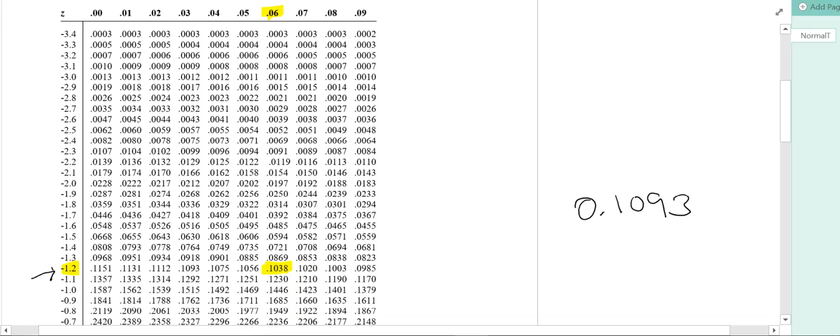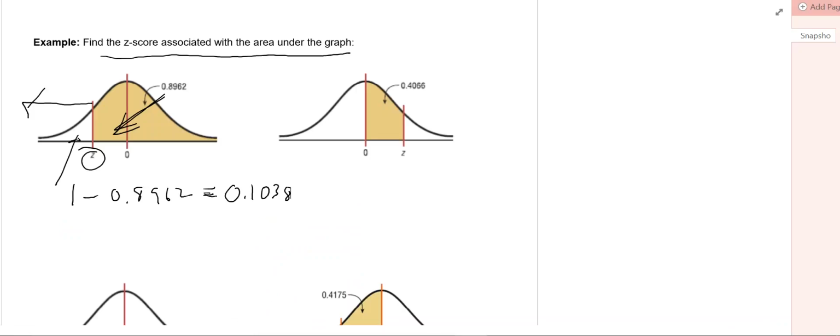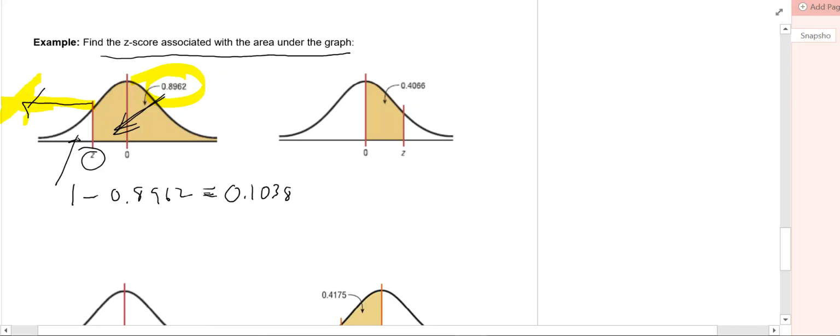So negative 1.26. Do you follow me? Here I am giving the area underneath the graph. I want the z-score associated with this. Well, again, you got to keep in mind what the table tells you. It tells you everything below a number. So, opposites in this case. 1 minus this area is the area underneath z, meaning I'm talking about this area right here.